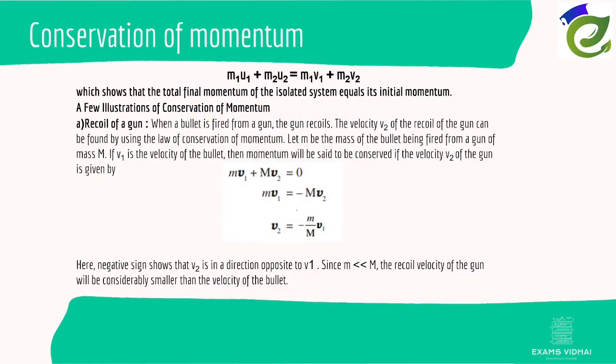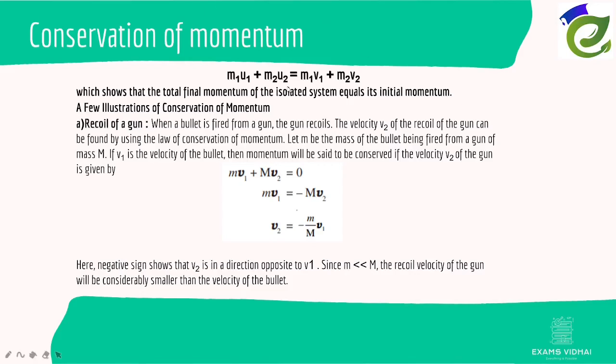Now let's go through a few illustrations of conservation of momentum. Let's take the recoil of a gun. We need to find the recoil velocity of the gun. The velocity v2, the recoil of a gun, can be found using the law of conservation of momentum. Let m be the mass of the bullet and capital M be the mass of the gun. Similarly, v1 is the velocity of the bullet and v2 is the velocity of the gun. According to the law of conservation of momentum, m1 u1 plus m2 u2 is equal to m1 v1 plus m2 v2. But initially the gun and the bullet are at rest.